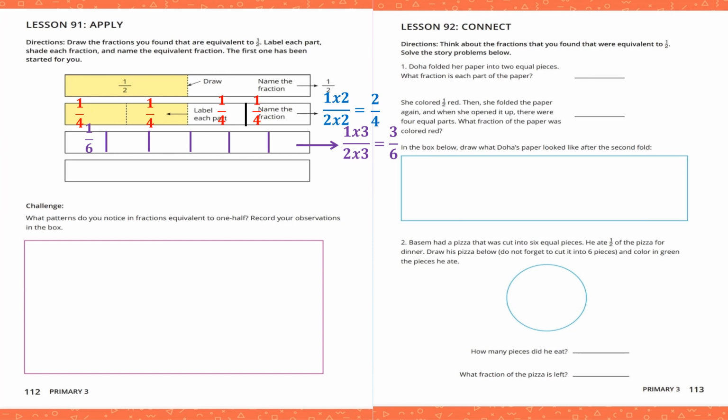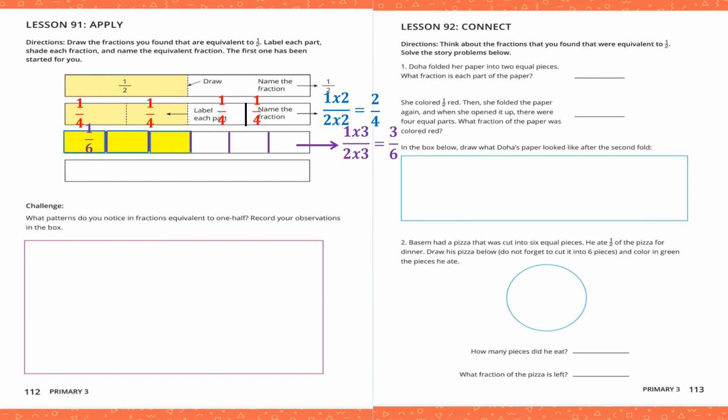Here the numerator is 3. Remember the rule of the fraction? The numerator means the number of colored parts. And the denominator means the total number of parts. So we have here 3 parts in the numerator. So I will color 3 here.